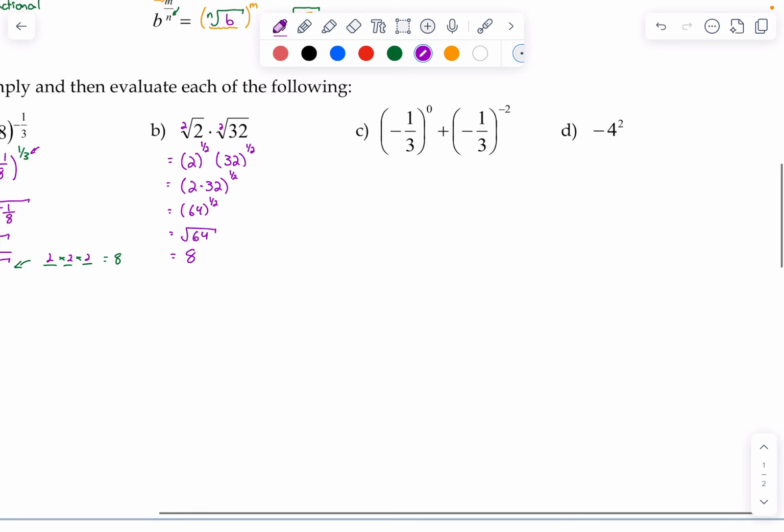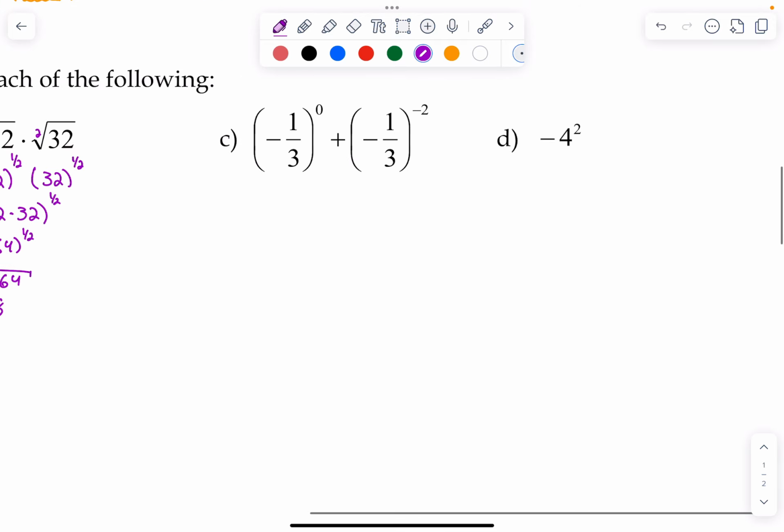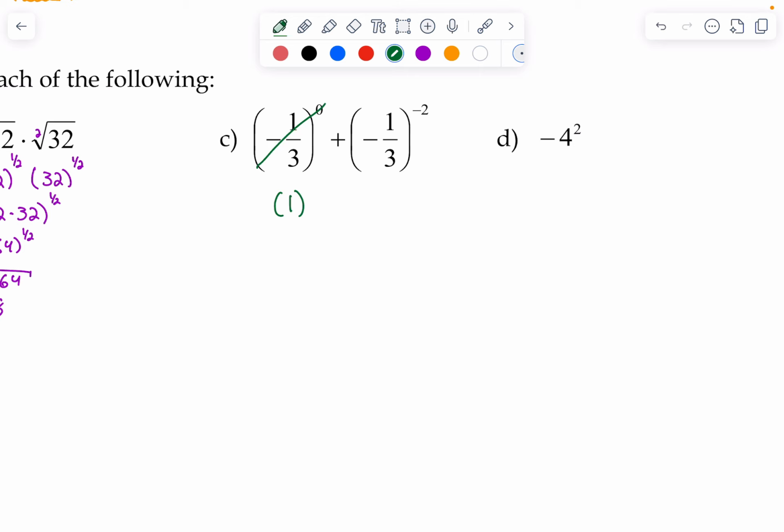Let's do C. -1/3 to the power of 0 plus -1/3 to the power of -2. So this first one right here, we have this negative being put to the power of 0. I don't care what number is in here. Any base put to the power of 0 is just 1. So this right here, anything put to the power of 0 just becomes 1. So this is 1 plus, now let's look at what we have on the side.